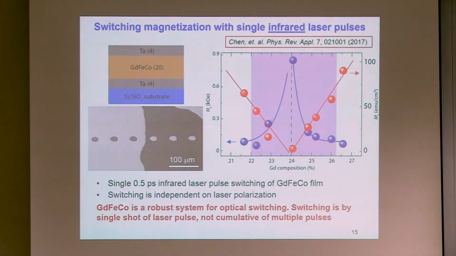So when we got more time on the sputtering system, we were able to more carefully optimize the material, right? So not that easy. But anyway, we understand it's a composition near the room temperature compensation point. Within this window, you will be able to optically switch with a single laser pulse, as shown by this switched dot across the domain.